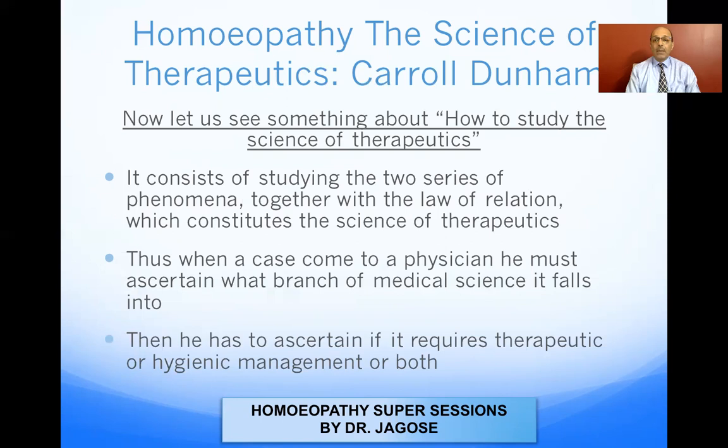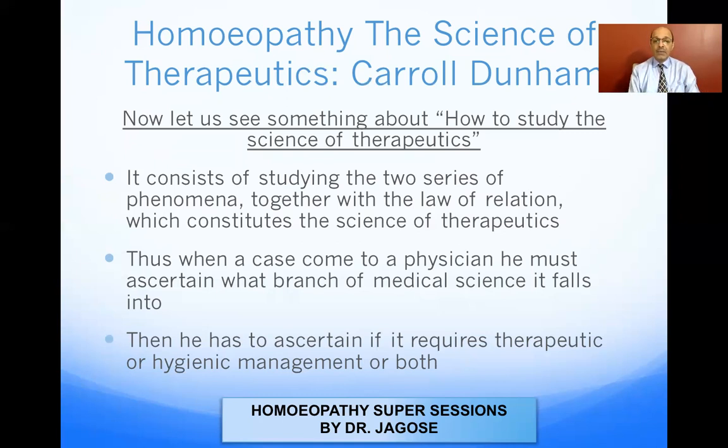Now let us see something about how to study the science of therapeutics. It consists of studying the two series of phenomena together with the law of relation, which constitute the science of therapeutics. Thus, when a case comes to a physician, he must ascertain what branch of medical science it falls into. So when a case comes to a physician for the first time, the physician should decipher whether it falls under the purview of homeopathy or allopathy or surgery or whatever branch it may be.